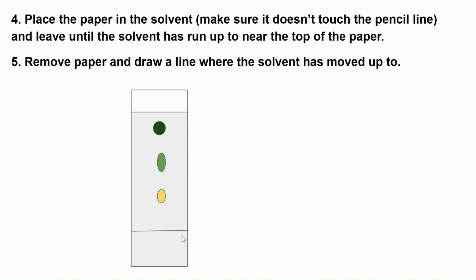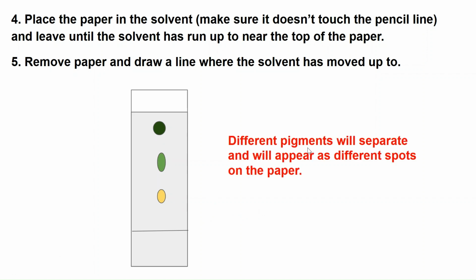So you have your pencil line and then the grey bit represents the solvent, and you can see it's moved near to the top. You'll see something that looks a bit like that. You'll have different smudges of different pigments. It probably won't be as clear as that, but it's just a schematic. Different pigments will separate and will appear as different spots on the paper. How you identify these pigments I will explain in a bit.